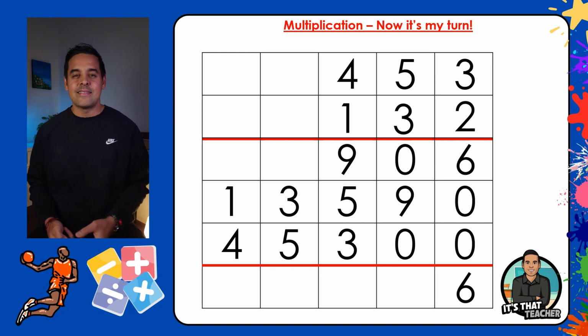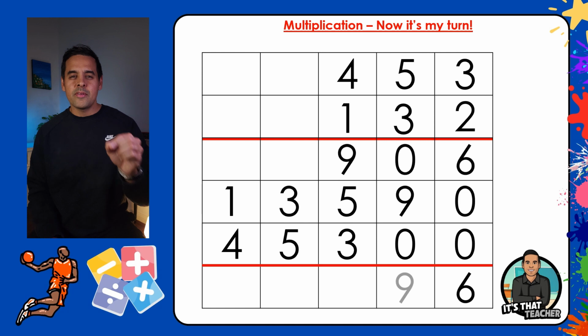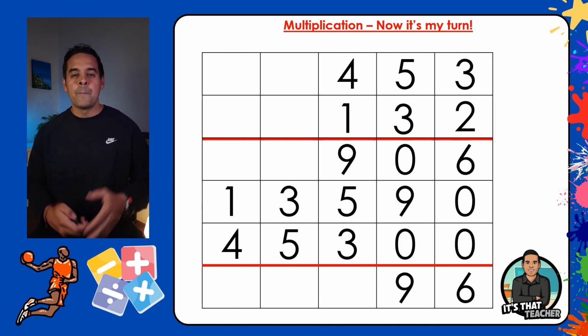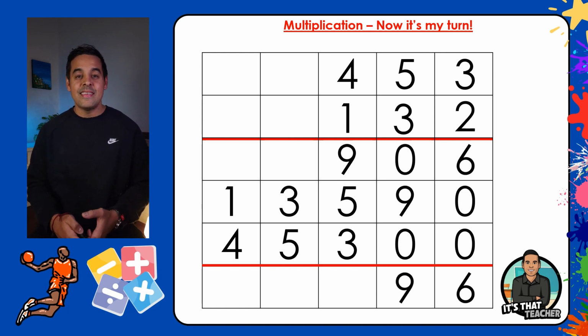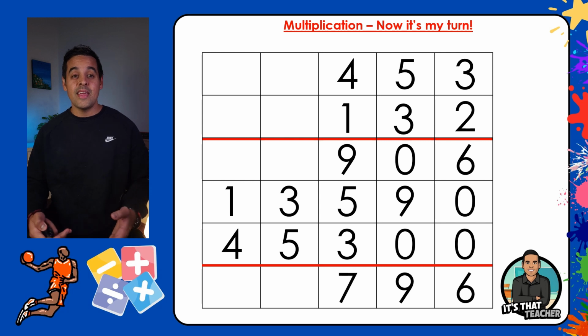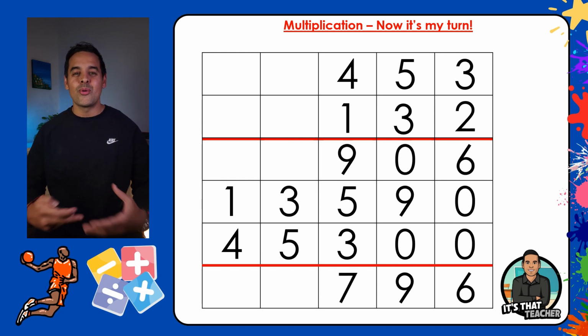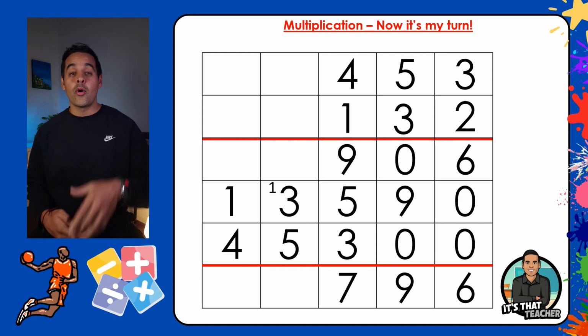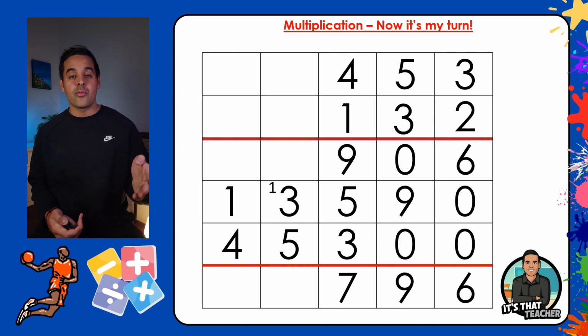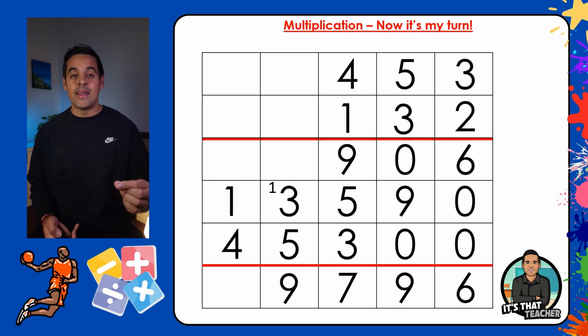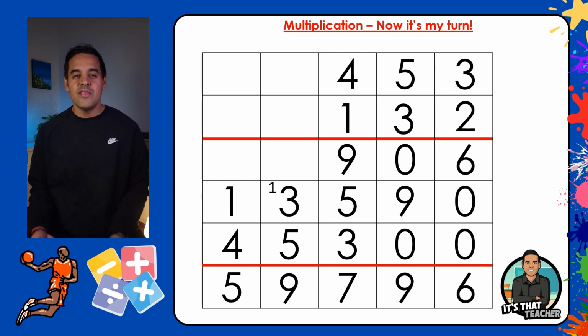So let's add this up. So 6 plus 0 plus 0, well that's 6. 0 plus 9 plus 0 is 9. 9 plus 5 is 14, plus 3 is 17. So doing it slowly, taking your time, is crucial here. Now, we've gone above 10, so we put the 1 there. 3 plus 5 is 8, plussing that 1 is 9. And finally, 1 plus 4 is 5. So the answer is 59,796.